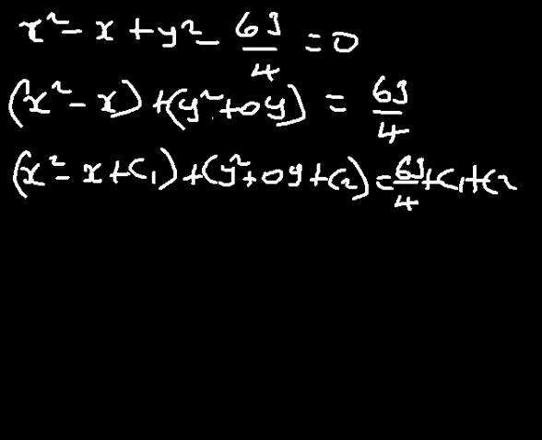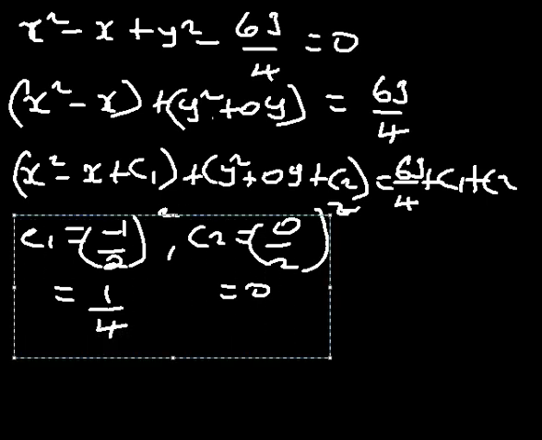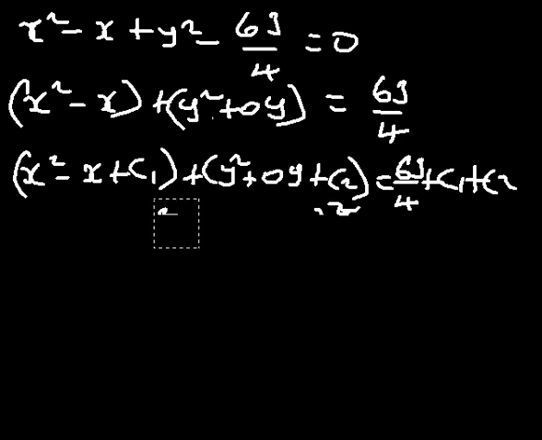Yes, now which means in this case, what is the c1? So now c1 will be given as negative 1 over 2 over the bar 2. That will be given as 1 over 4. And what is the c2? We'll have it as 0 over 2 over the bar 2. That will be given as 0. So now we have 1 over 4 as well as the 0. So we just have to substitute those values.